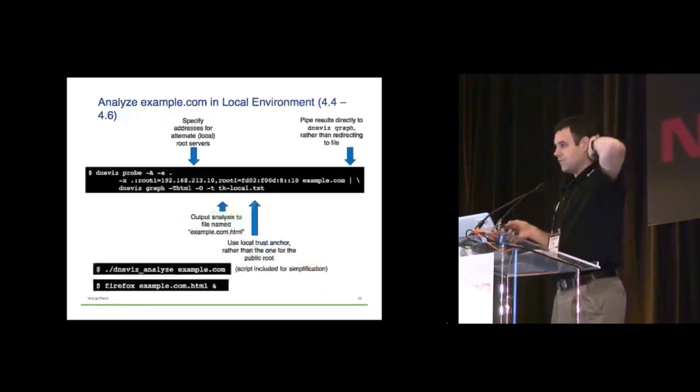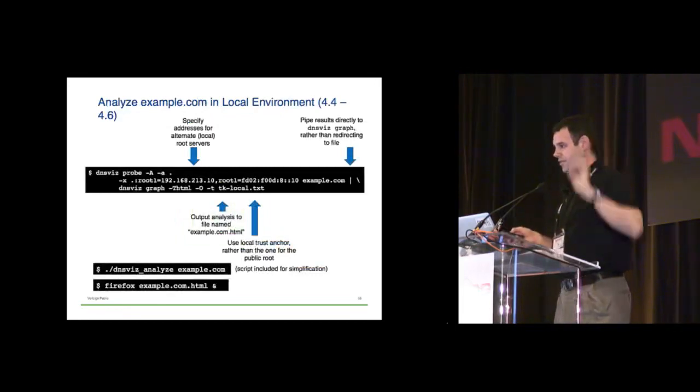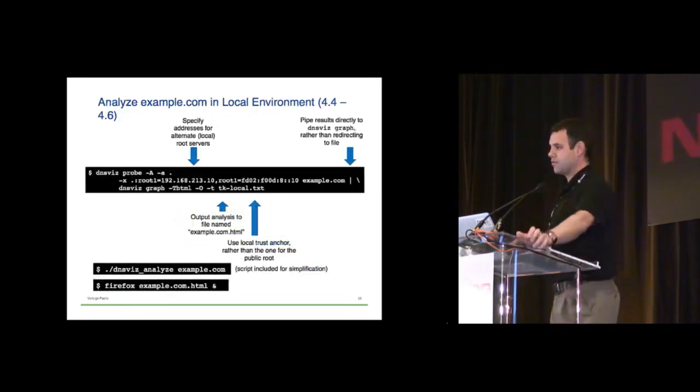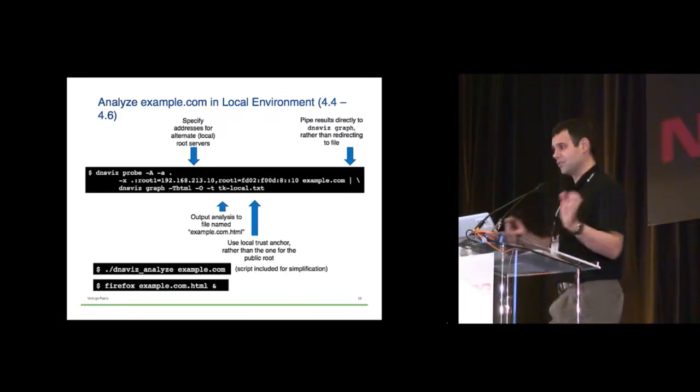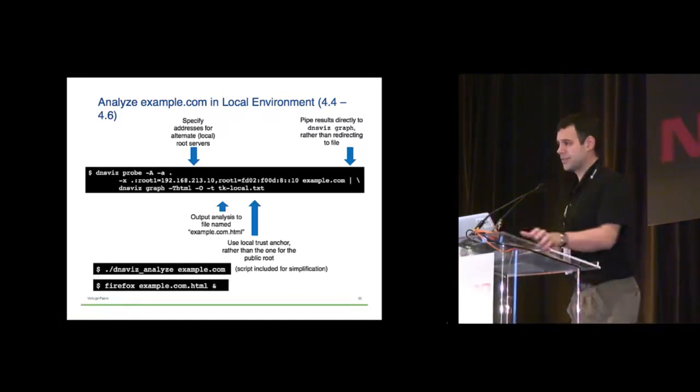All right, so now let's go ahead and copy and paste this command, DNSViz probe -a. The reason why we're using this -x option to DNSViz probe is because we're now going to specify the addresses. We're not going to the regular root anymore. We're going to this virtual root that we just created. Okay, so use that, and that's going to tell it to look everywhere inside, not to the outside anymore.